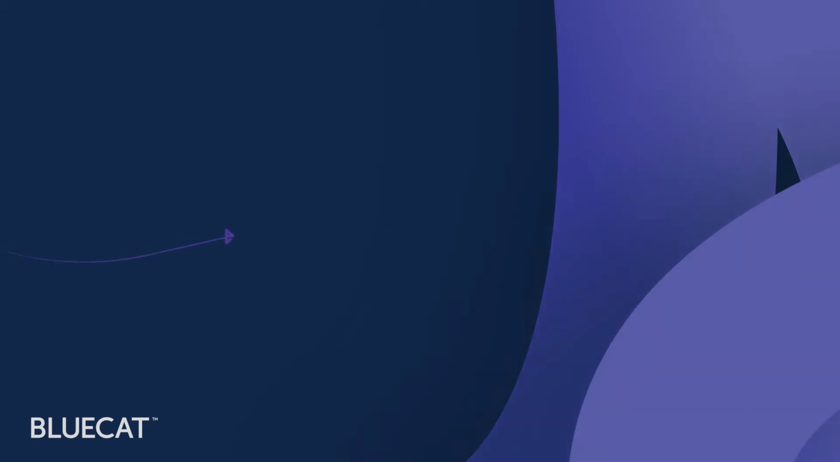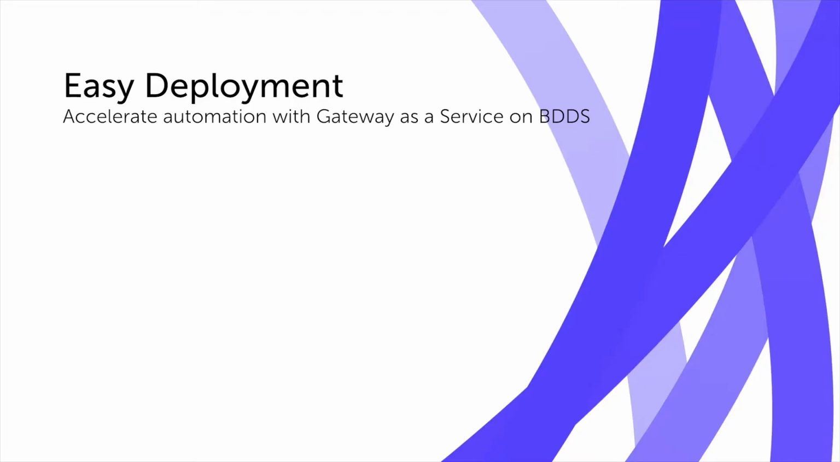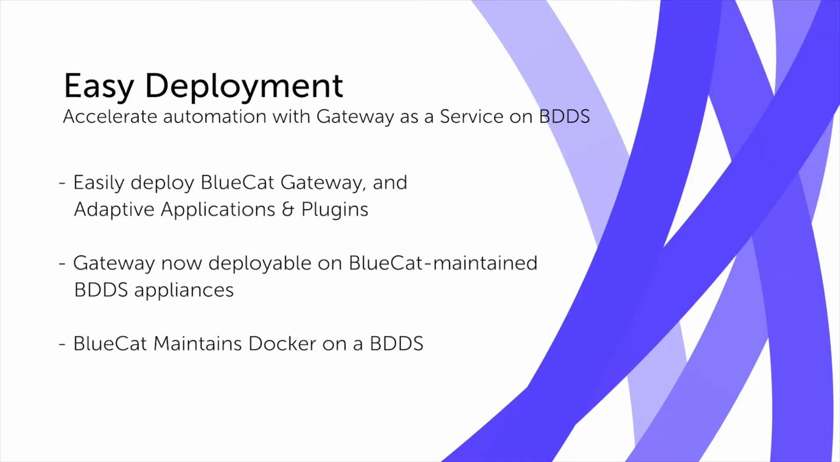Integrity 9.3 provides a simple mechanism to deploy Gateway as a service configuration on a BDDS directly from the Address Manager user interface or from the Address Manager API. BlueCat Gateway allows customers to improve operational efficiency for common and repetitive DDI tasks and can integrate with myriad third-party systems to provide additional value-add or comprehensive solutions.